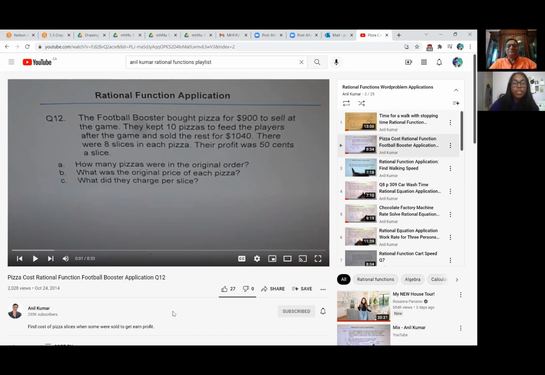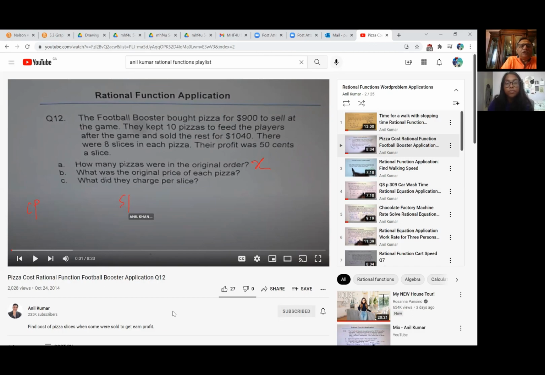So for question A, how many pizzas were in the original order? The first thing is to find what X is. Let this be X, the number we don't know. Then what they sold will be X minus 10. So X is the total they purchased and what they sold was X minus 10, right? So we can find the cost price and the selling price, correct?